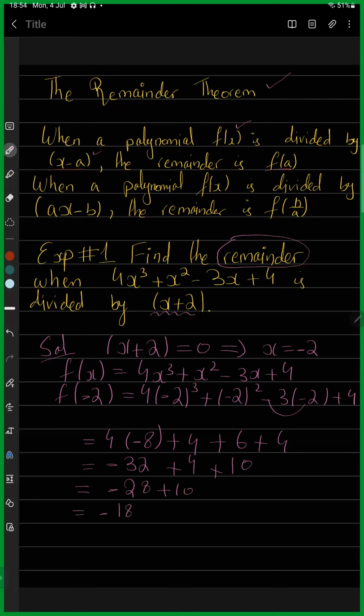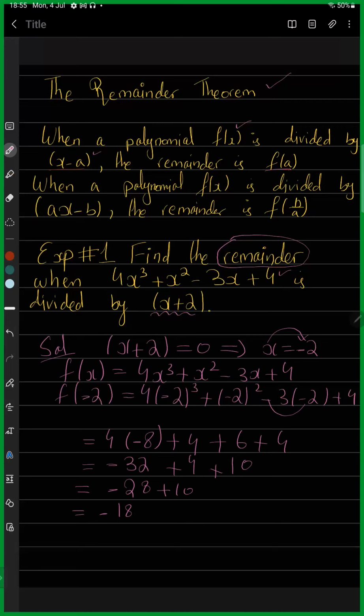All right, so this was basically the question. So here we had a polynomial and the divisor was x plus 2. In order to find the remainder, I did x plus 2 equals 0 in order to see the value of x. That turned out to be minus 2. Then I need to plug in this minus 2 in the function. So f of x was given. F of minus 2 would be 4 into minus 2 cubed plus minus 2 squared minus 3 into minus 2 plus 4.